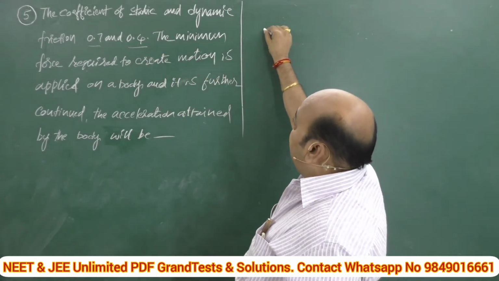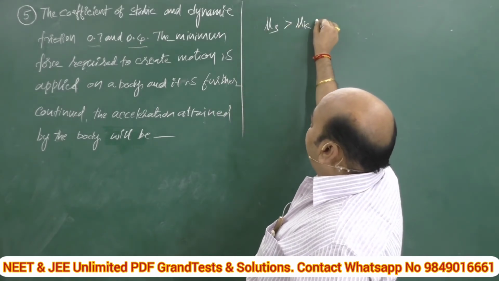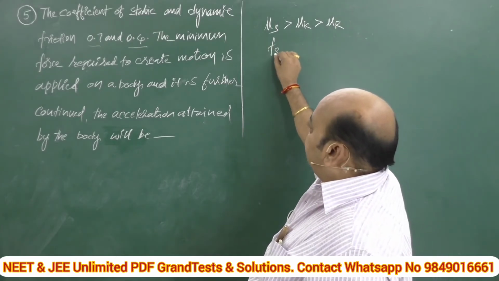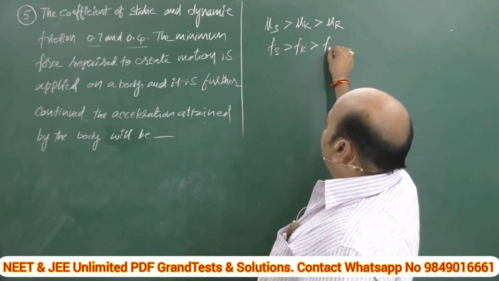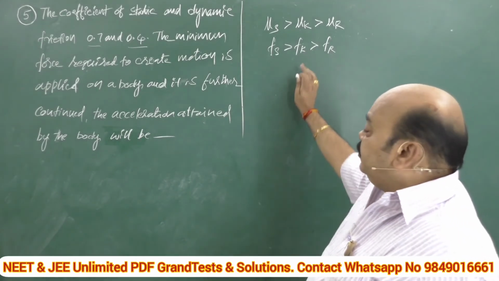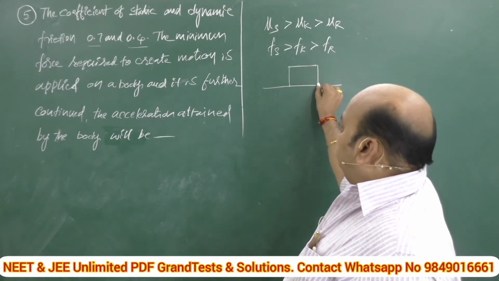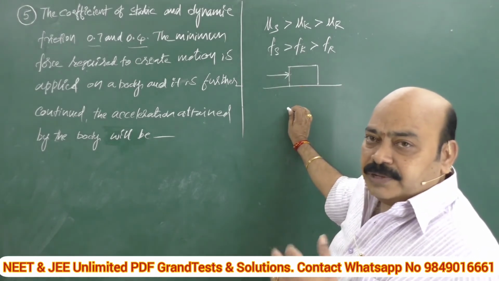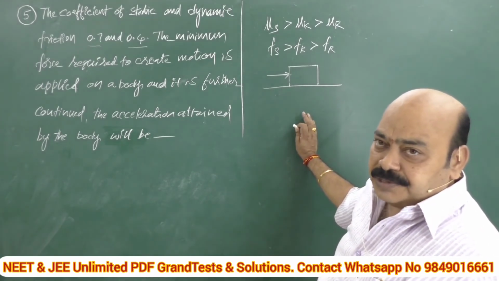What is the standard statement? Coefficient of static friction is greater than coefficient of kinetic friction, which in turn is greater than rolling friction. Same is the case with the forces. Static frictional force is greater than kinetic frictional force, and it is greater than rolling frictional force. Hence, the highest is static and the least is rolling. In between, kinetic friction will be there, right? Here, it's a body. When some force is applied on this, first static frictional force comes into existence. Once the body starts to move, kinetic frictional force comes into existence.